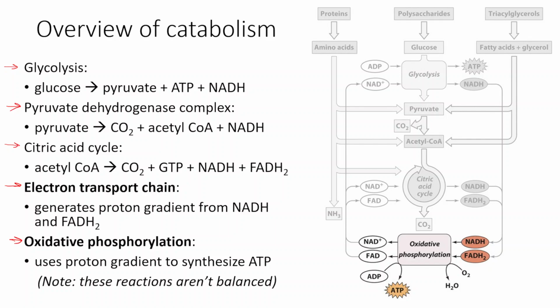I also want to make a note that these reactions that are written here are not balanced reactions. They're just here to give you a summary of what sources of energy we've generated so far during all of these different catabolic processes. In terms of this picture, we have our reduced electron carriers here that are coming in from glycolysis and the citric acid cycle, as well as the pyruvate dehydrogenase complex. And during the electron transport chain, we do use some oxygen to generate water, and then finally during oxidative phosphorylation we use the proton gradient that we generated to make that ATP.